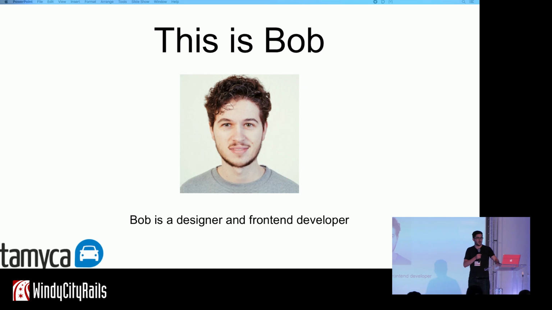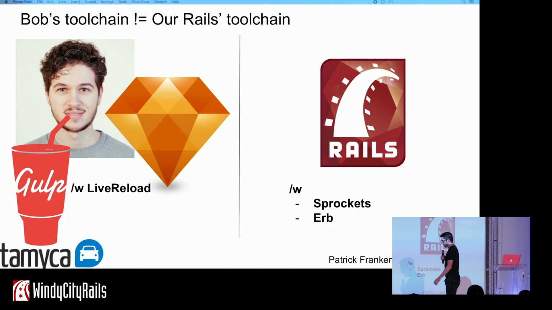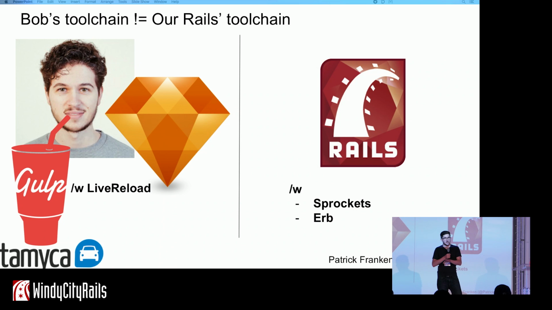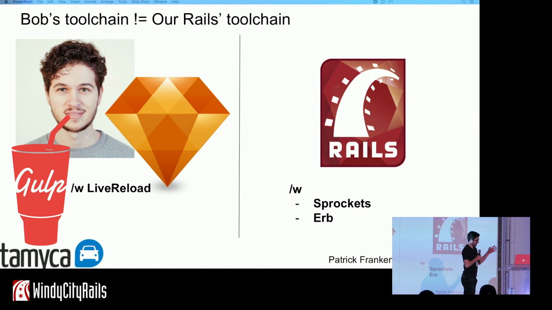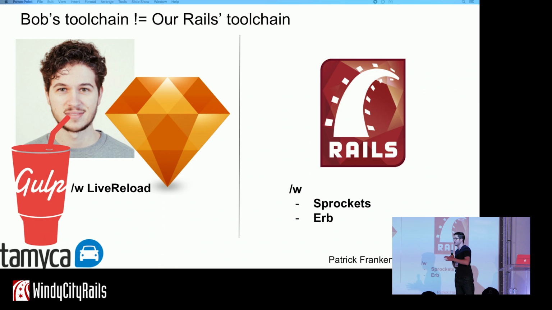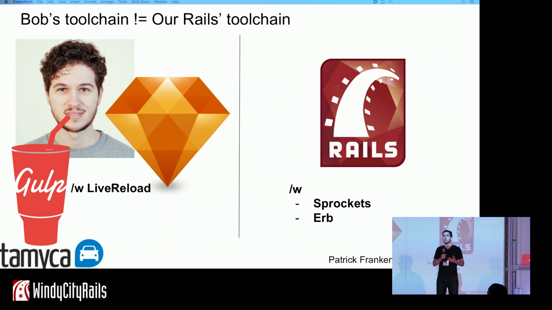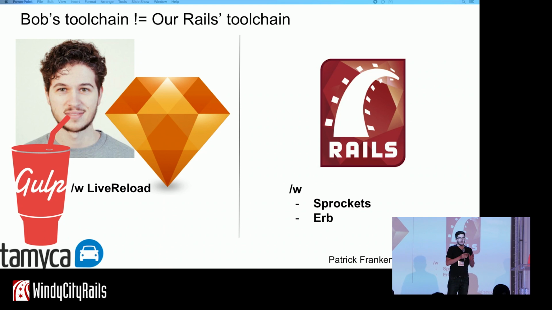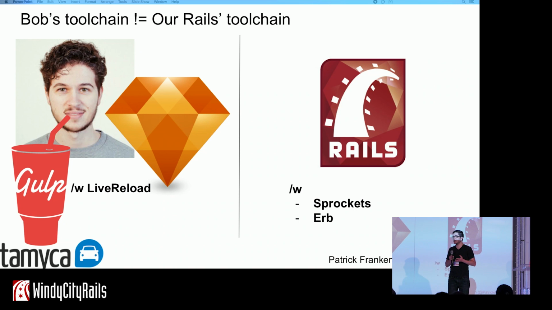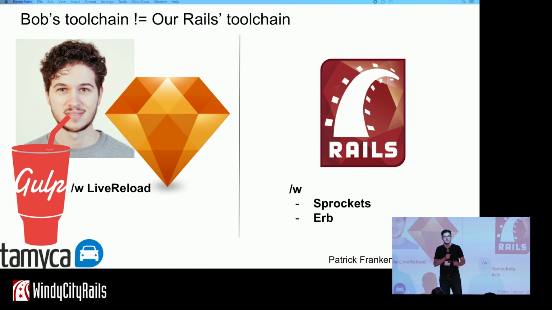And when we hired Bob, we faced a problem with him. Because, as you may know, a lot of designers and front-end engineers use tools like Gulp, a JavaScript-based pipeline. They use Sketch or Photoshop for their drafts, and they are really good at it. What I don't like is to take people out of their environment. So I want to keep Bob with Gulp, but the problem is we're not using Gulp. We're using Sprockets and embedded Ruby templates and Rails, all the stuff, you know this.